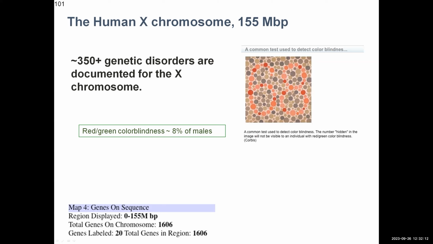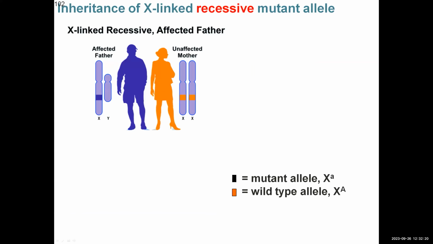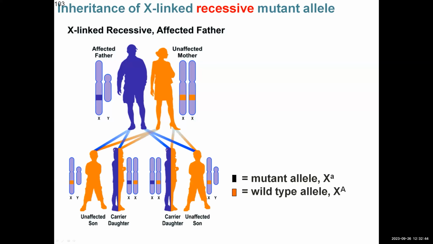There are two different ways you can inherit X chromosome mutations, and they are the same ways that we think of for autosomal mutations. They can either be recessive or they can be dominant. In X-linked recessive individuals, let's say we're starting with an affected father. In this situation, we would expect the father to give the X to his daughters and not his sons. All of the daughters are going to receive a normal copy from their unaffected mother, and that will make his daughters carriers.